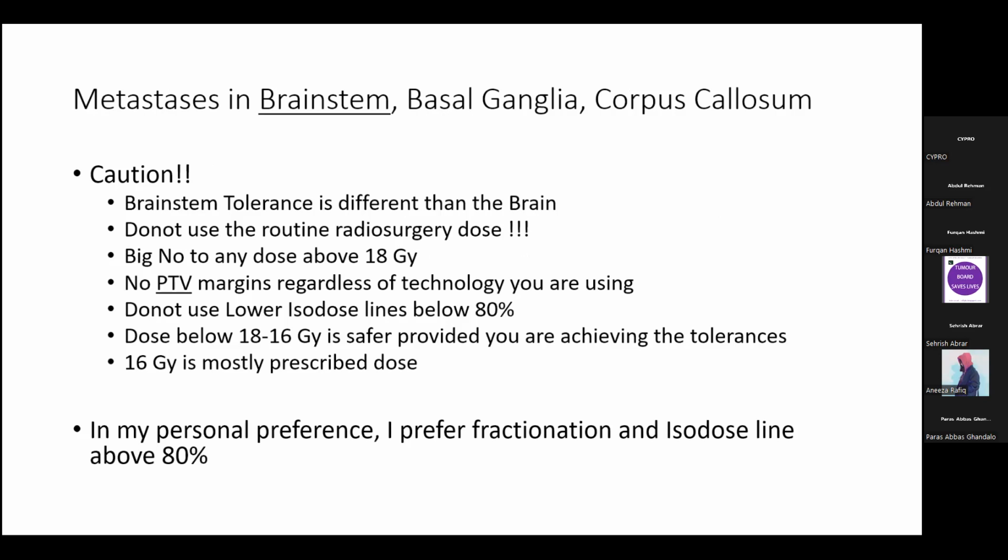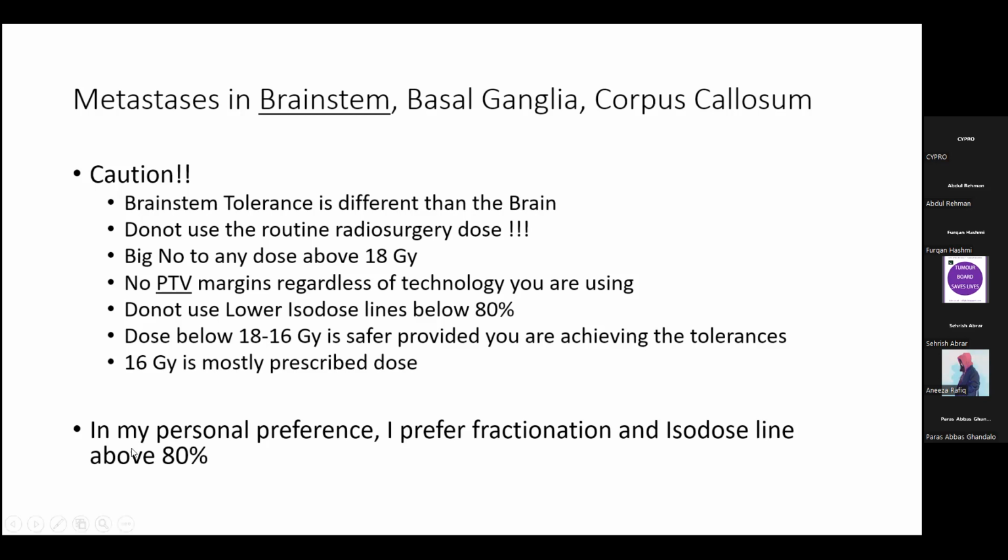And especially a big no to any dose above 18 gray. Based on the RTOG study, we previously selected our doses based on diameter: lesion 1 to 2 centimeter, 24 gray; lesion 2 to 3 centimeter, 18 gray; and lesion 3 to 4 centimeter, 15 gray. But here, regardless of the size, we usually do not push more than 18 gray, because sometimes even 18 gray is very difficult to achieve.